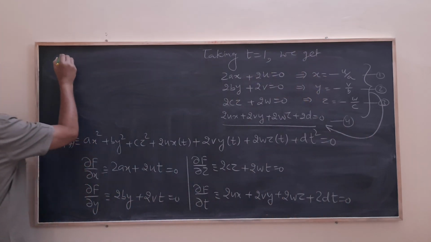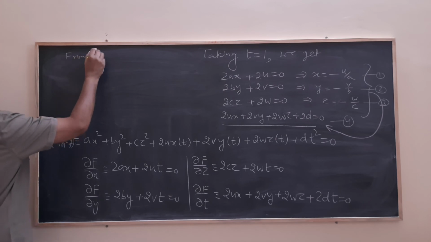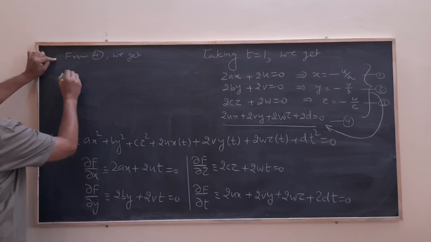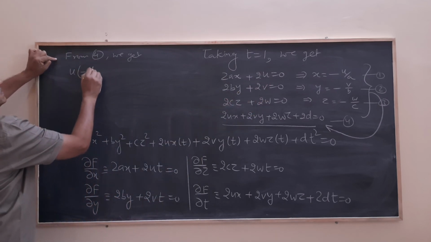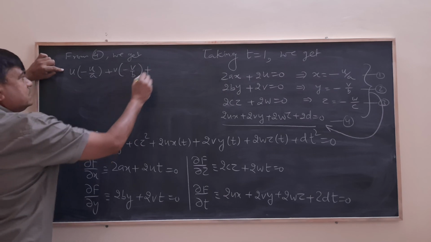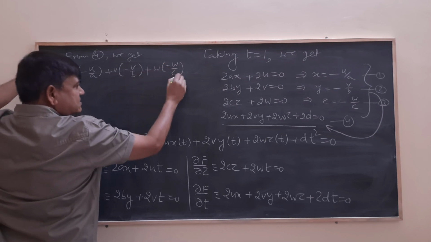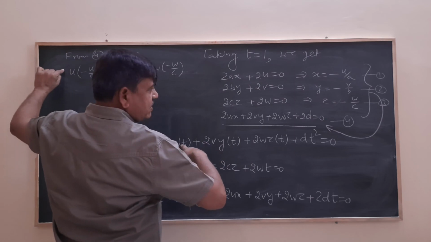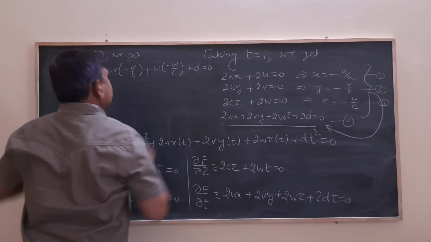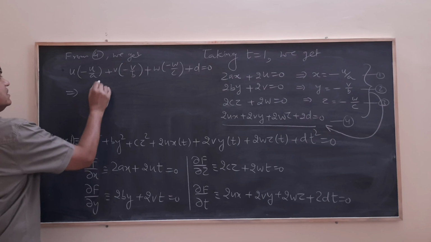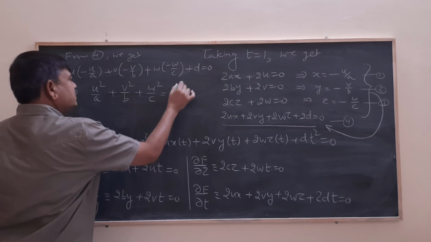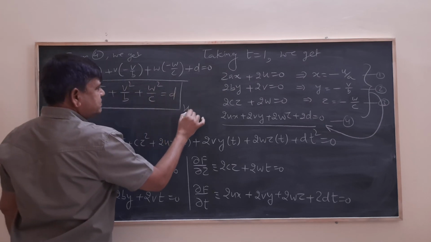So from fourth, you substitute the value of x, y, z. So here 2 is cancelled out. So it is ux means minus u upon a plus vy means minus v upon b plus wz means minus w upon c. Then here it is plus 2d. So 2 is cancelled out. So d equals 0. Then it is u square upon a plus v square upon b plus w square upon c equals to d. Henceforth.